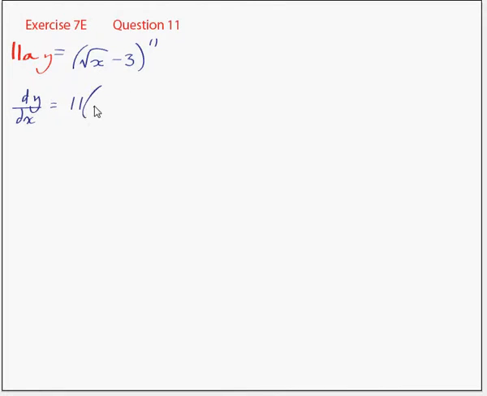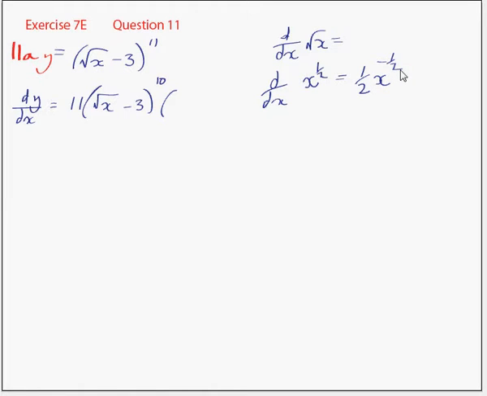times that by the derivative of the inside, which is the derivative of the square root of x. I want to find the answer to this question, derivative of the square root of x. Well, I know that the square root of x is x to the power of a half, so what I'm really finding is the derivative with respect to x of x to the half, and that is a little mini chain rule in itself, a power rule in itself.